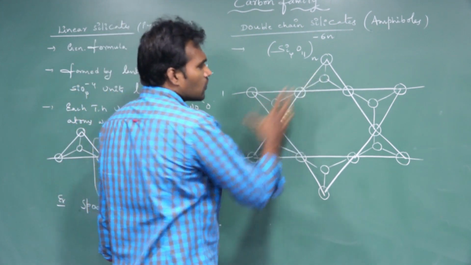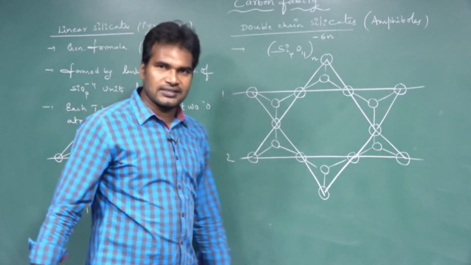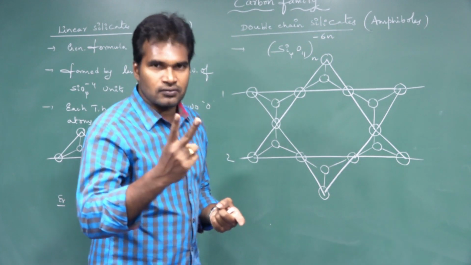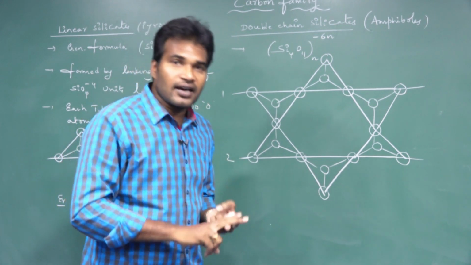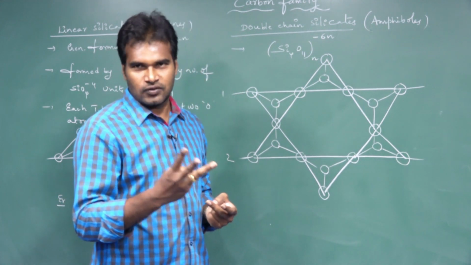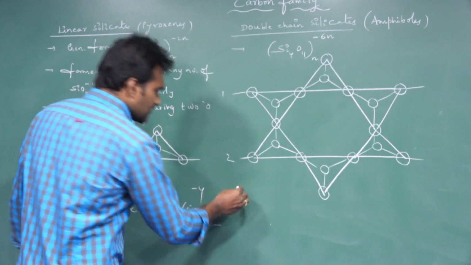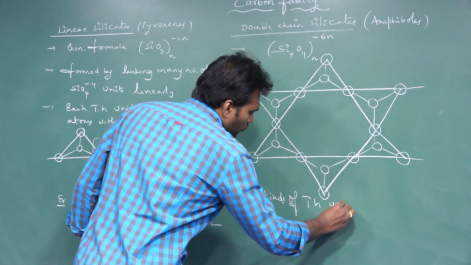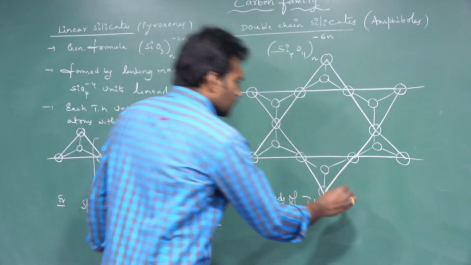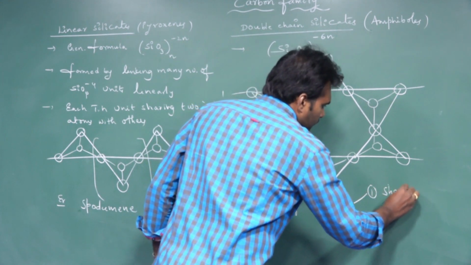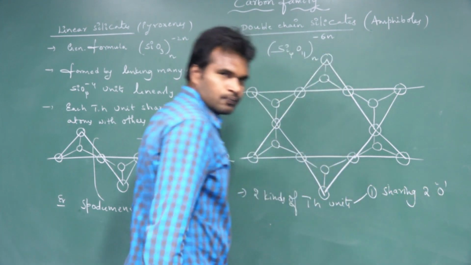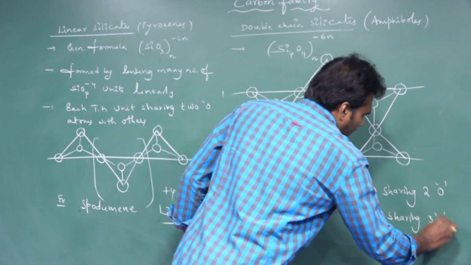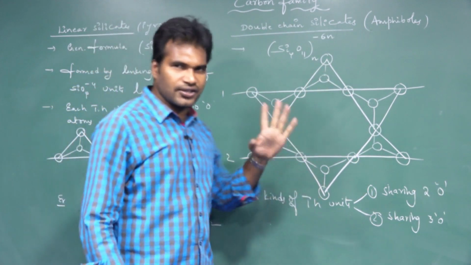So 2 types of tetrahedral units are present in double chain silicates. One kind is the tetrahedral units which are sharing only 2 vertices, 2 vertices meaning 2 oxygens. And the other kind is the tetrahedral units which are sharing 3 oxygen atoms. So in double chain silicates, there are two kinds of tetrahedral units. One is sharing 2 oxygen atoms, another one is sharing 3 oxygen atoms.